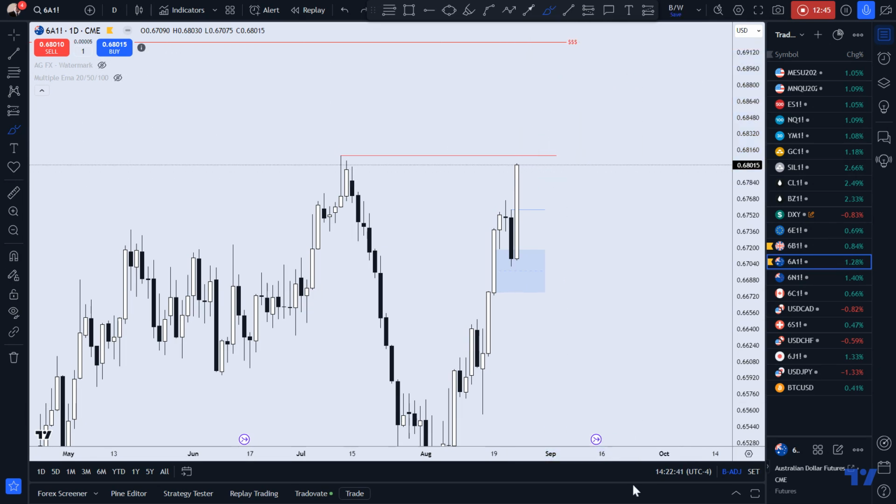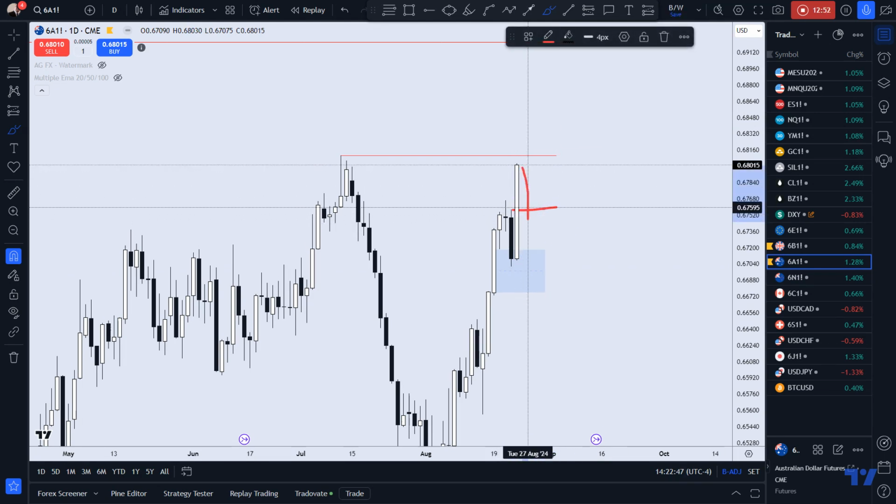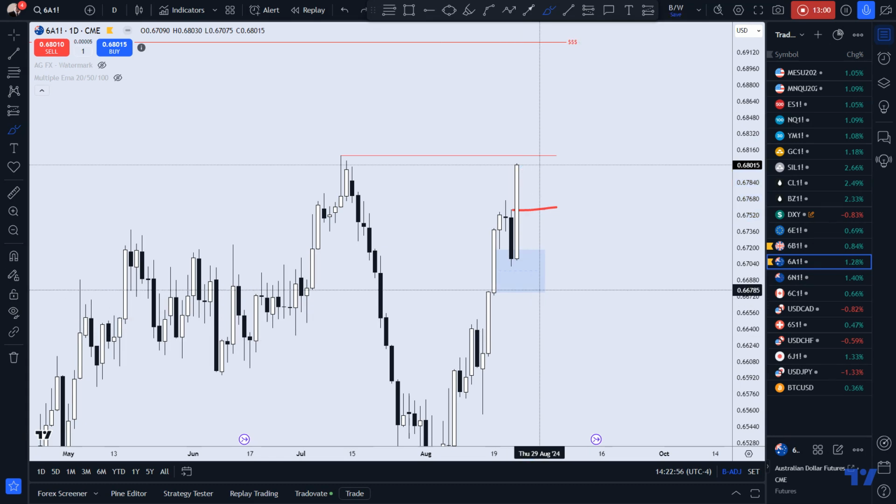That's it. If price wicks down to or closes at this point, if it reaches this point in any form or fashion, then we don't have a bullish fair value gap, and that means I might have to reassess what the order flow is.